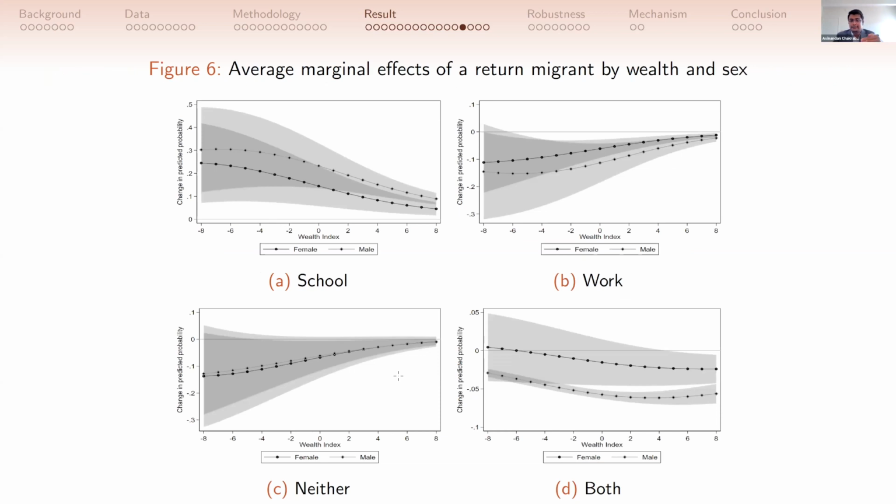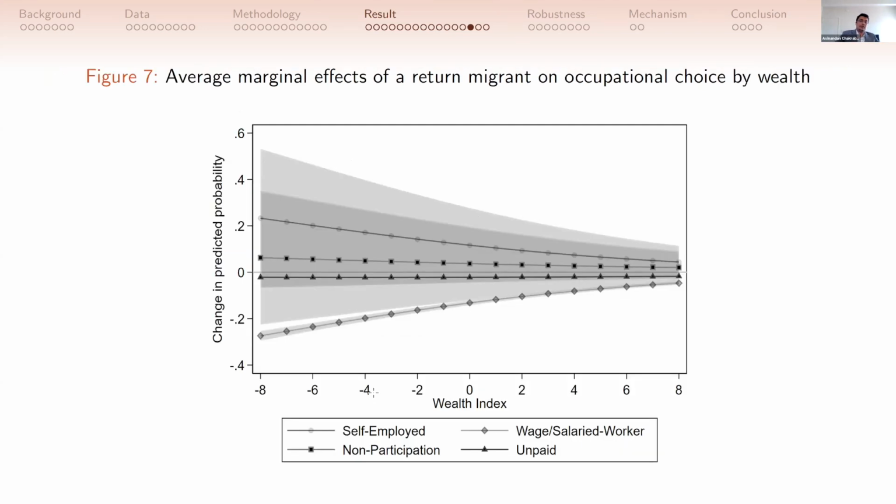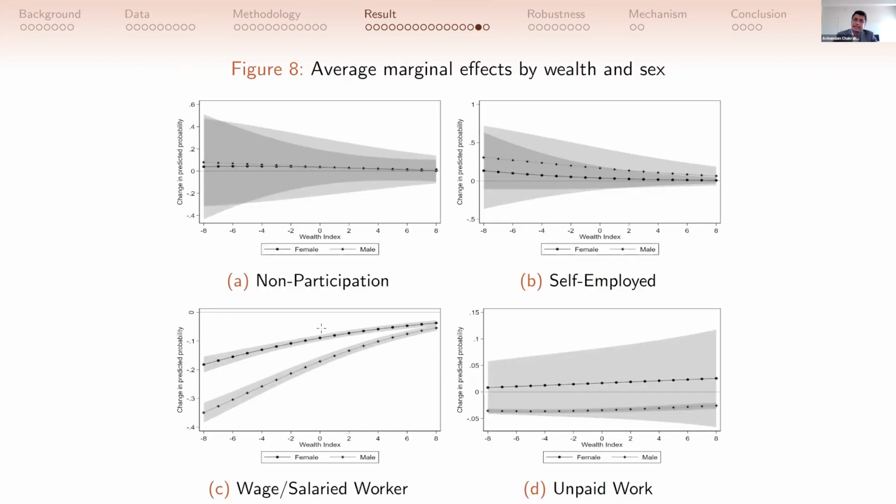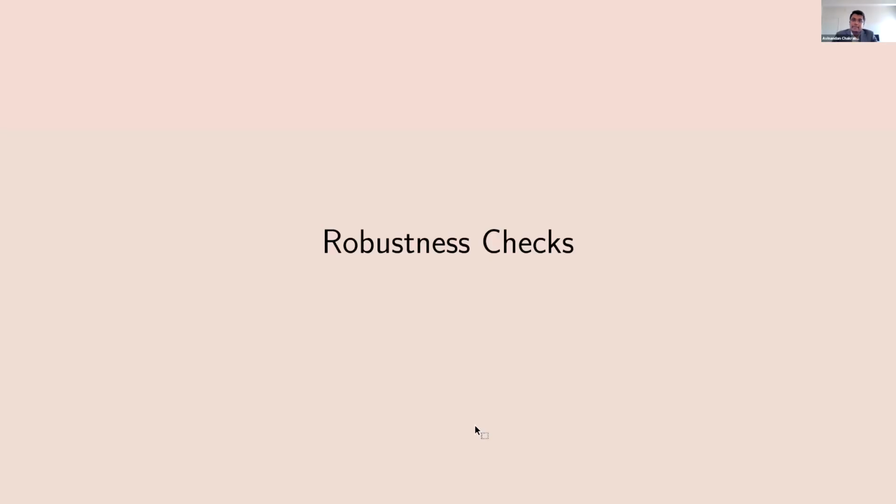I divide the results by male and female samples, and the results are still significant and higher in magnitude for the poorer households. For occupational choice, again, the results are higher in magnitude for the lower ends of the wealth index. There is a decrease in wage salaried work, an increase in self-employment, and unpaid and non-paid participation is not significant. I divide the results by male and female samples. The interesting thing is that again, for the male sample, the results are higher in magnitude compared to the female samples.